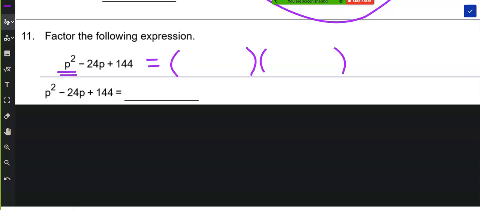So, what are two things that multiply together to give me p squared? P and P. If you're overly hydrated, you have a lot of P.